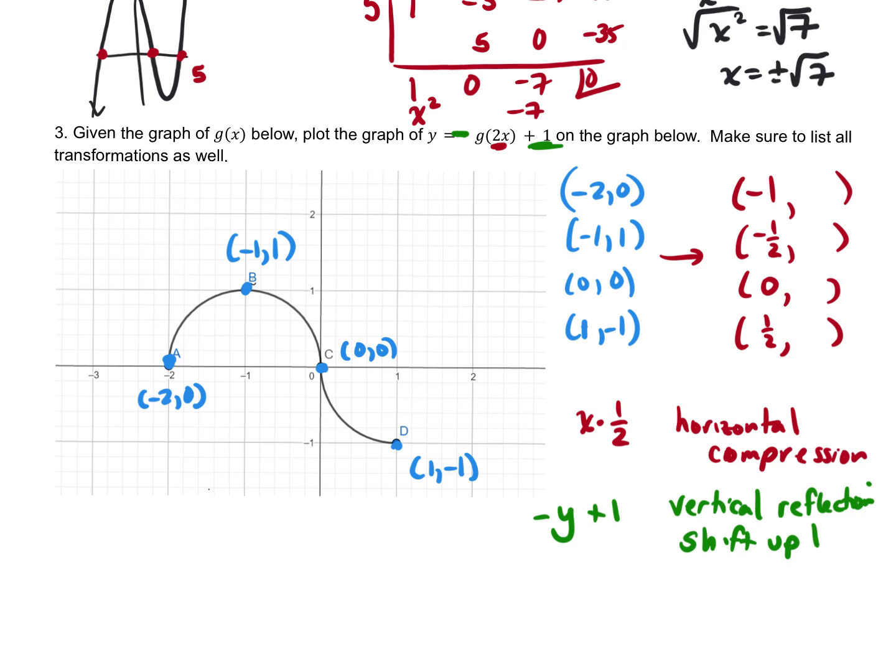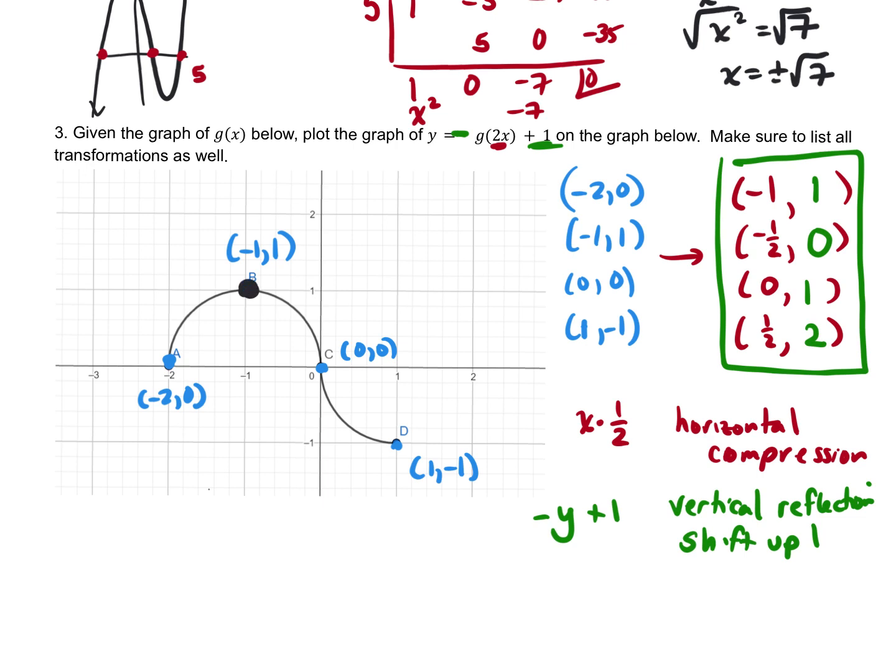So I'll turn 0 negative and add 1, which gives me 1. I'll turn 1 negative, which is negative 1, plus 1, which is 0. The opposite of 0 is 0, plus 1 is 1. The opposite of negative 1 is 1, and 1 plus 1 is 2. So these are my new points that would transform this graph.